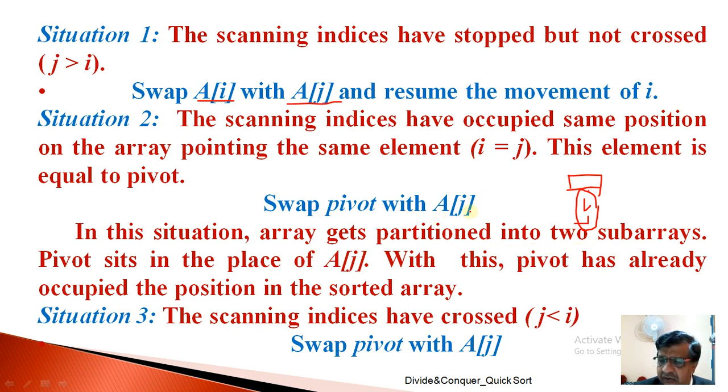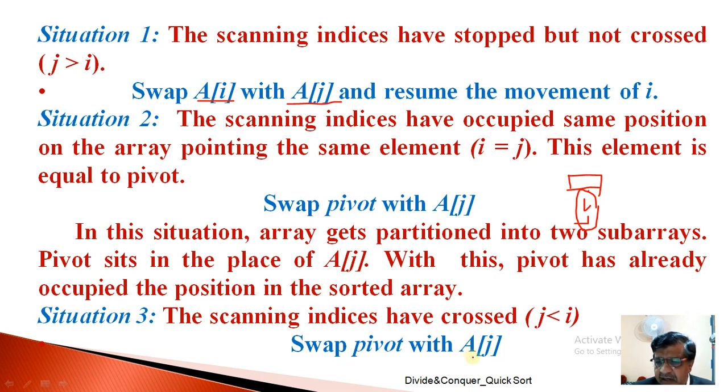So this is the situation where partition happens. There will be a left side array and a right side array which are unsorted, and the partition will happen if the scanning indices have crossed. J comes over here and I will go over here, that is, the positional value of J being less than the positional value of I, or the positional value of I being greater than the positional value of J. Then in that case also pivot will be swapped with A of J.